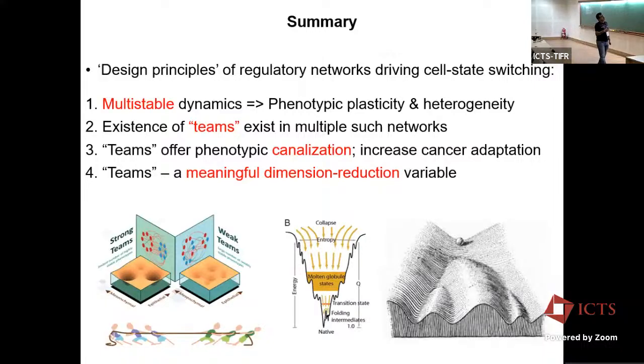So I'll just summarize this. In the first half, we talked about design principles of networks, which actually drive cell state transitions. We looked at multiple different cancer types and saw that multi-stability showed up in all of those places. And so did the presence of teams, which have the capability to reduce the dimensionality space and, more importantly, increase cancer adaptation. Reduced dimensionality can be seen both in development and cancer. Therefore, this can be a biologically meaningful variable to look at.